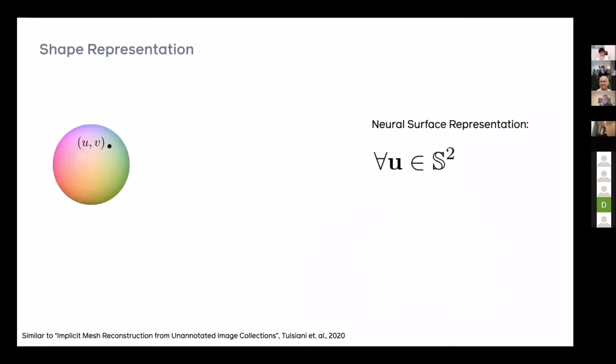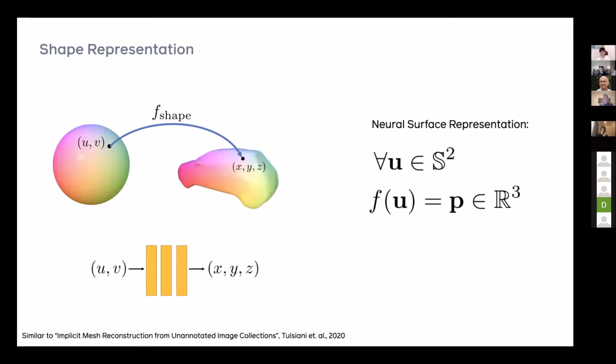So just to very quickly go over the shape representation, because I more want to talk about the appearance representation. We model shape as a surface that is diffeomorphic to a sphere. So given any point on the surface of a sphere, we have a neural network that predicts a deformation for it. So given a UV point on the sphere, you map it to a 3D coordinate XYZ. And because you can do this for every point on a sphere, it induces a deformed 3D shape through this neural network.